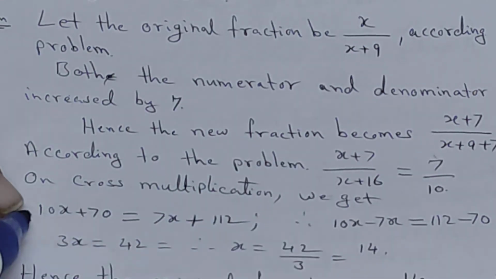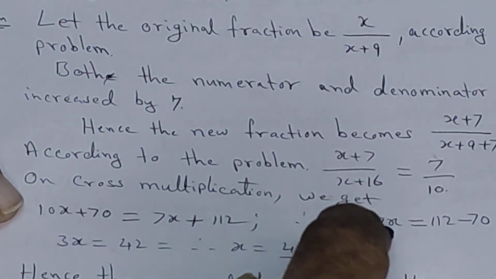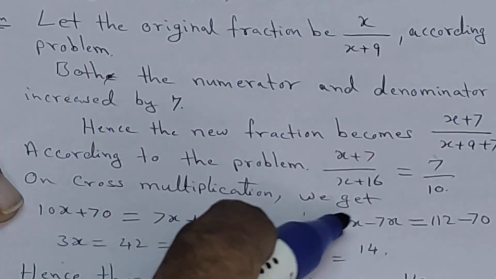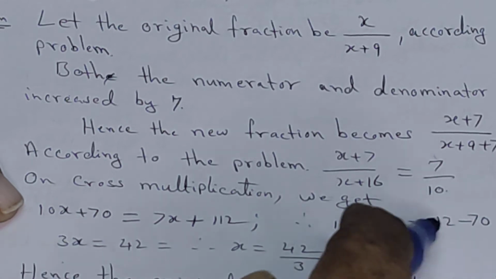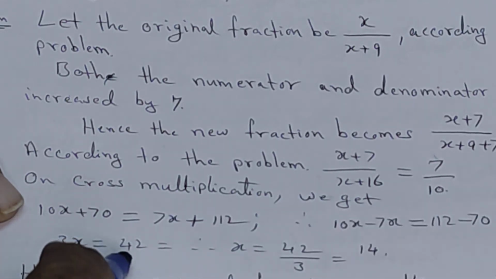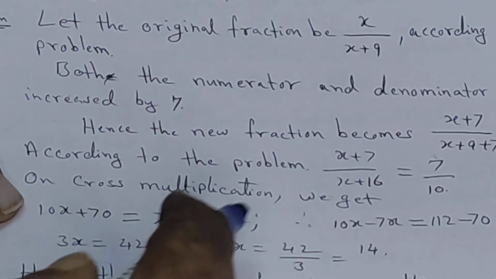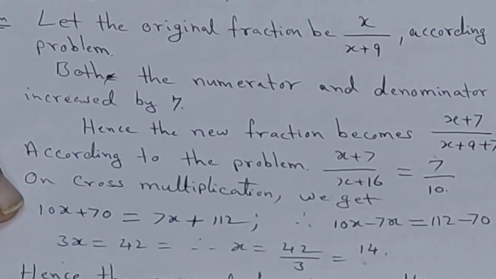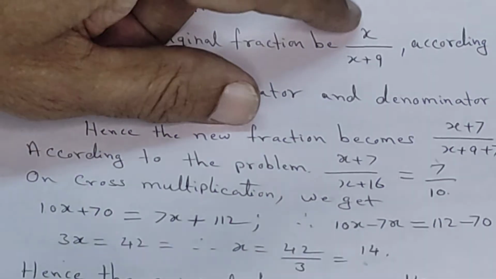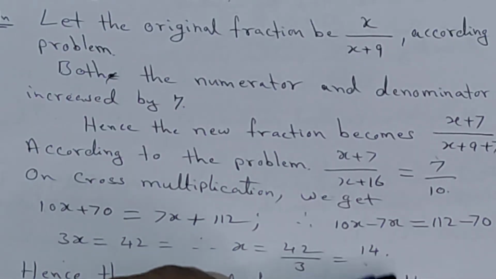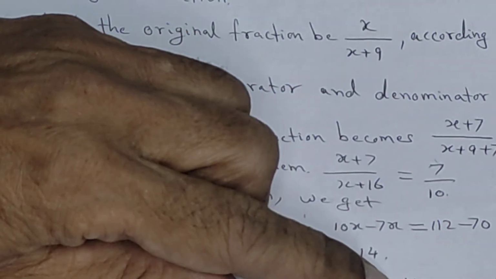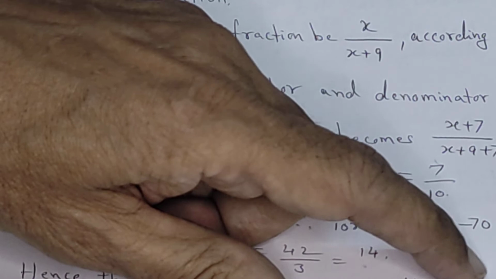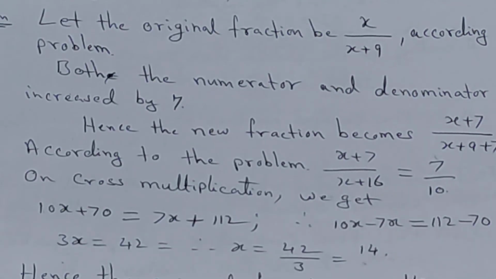Now if you solve this linear equation, 10x minus 7x is equal to 112 minus 70. That would be 3x is equal to, because 10 minus 7 is 3, 42. Therefore x will be equal to 42 by 3, that is 14. Now we got the value of x as 14. So our original fraction will be x by x plus 9, so 14 by 14 plus 9. That would give me 14 by 23. So that's my answer.